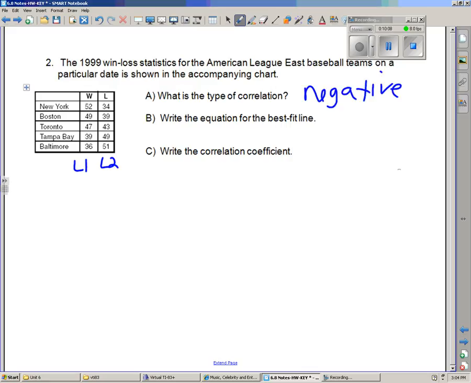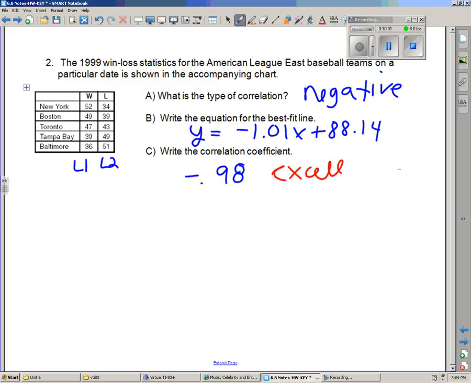To the nearest hundredth, we get y equals negative 1.01x plus 88.14, and the correlation coefficient is negative 0.98. Disregard the negative. If this turns into a percent, it's 98%, and this will be, not that it's asking you for it though, an excellent line of best fit.